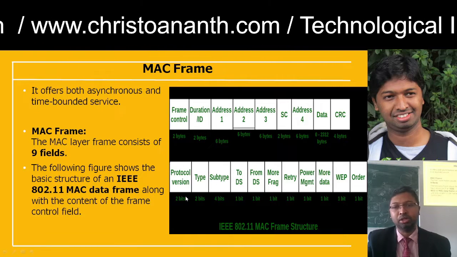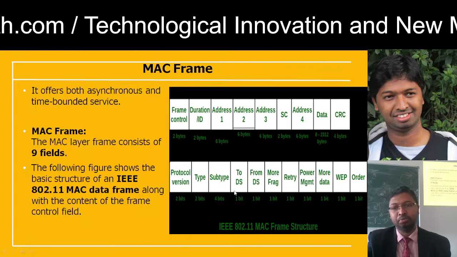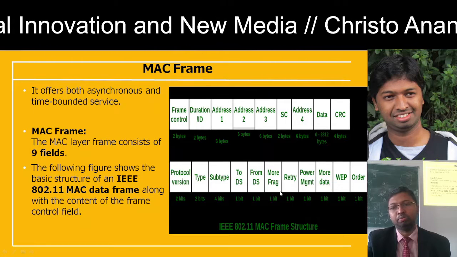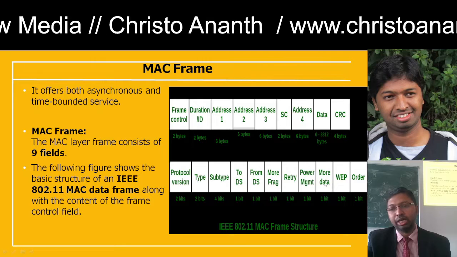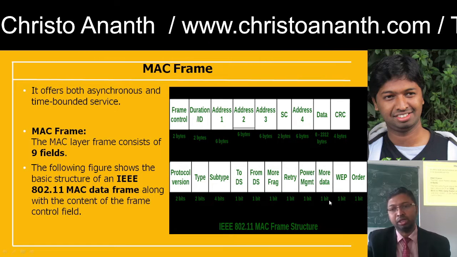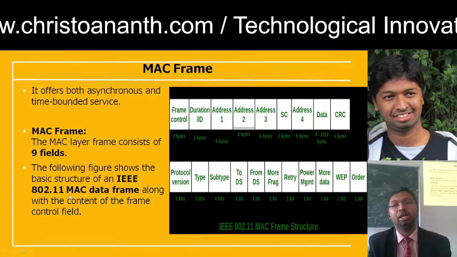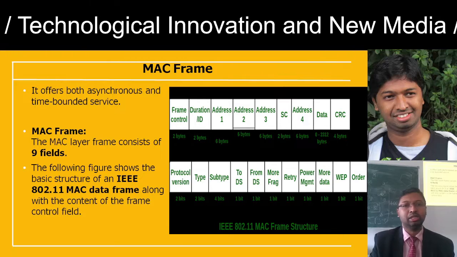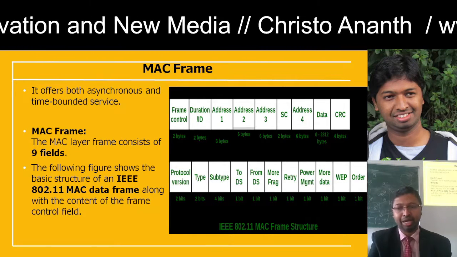Similarly, protocol version 2 bits, type 2 bits, subtype 4 bits, To DS 1 bit, From DS 1 bit, more fragment 1 bit, retry 1 bit, power management 1 bit, more data 1 bit, WEP 1 bit, and order 1 bit. So we have several fields, 9 fields, in this IEEE 802.11 MAC frame structure.